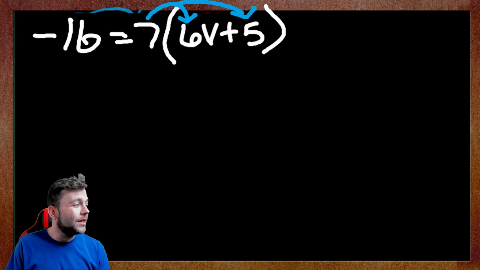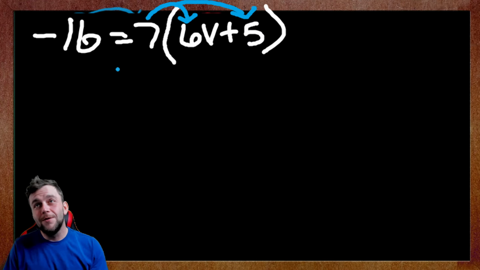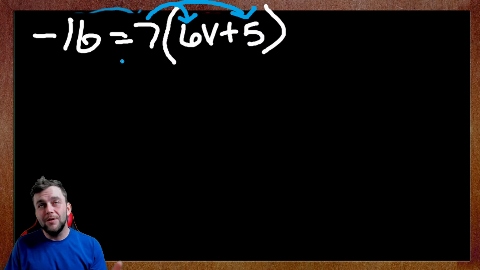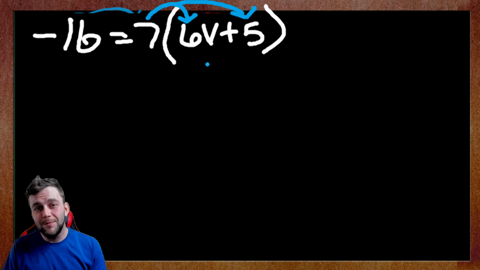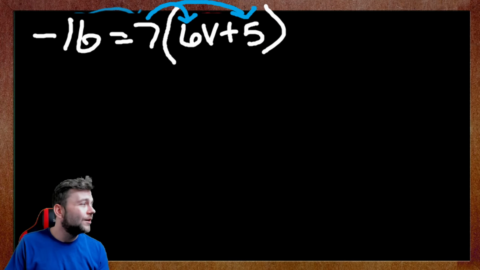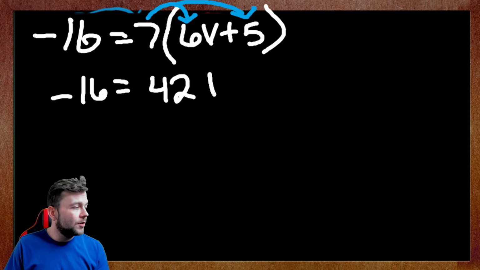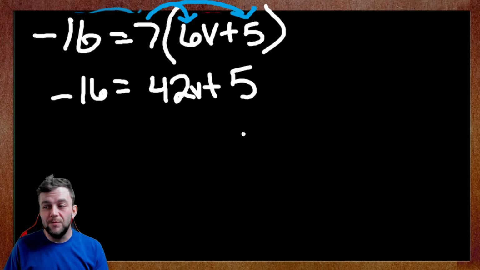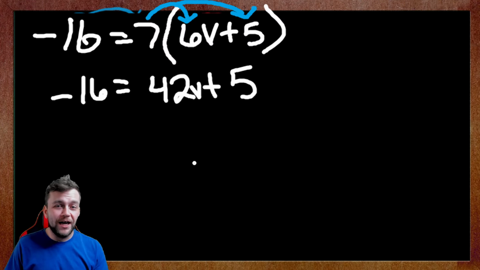So what is 7 times 6v? What is 7 times 6, right? So that would be 42, right? Because 7 times 5 is 35, plus 7 is 42. So negative 16 equals 42 plus 5. Oh, 42v. Don't forget your variables. You don't ever want to lose your variables. Okay. So now I have 42v plus 5.